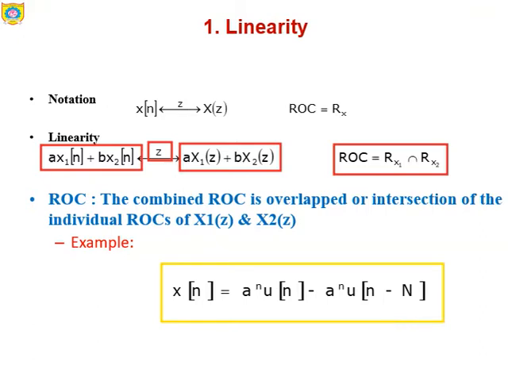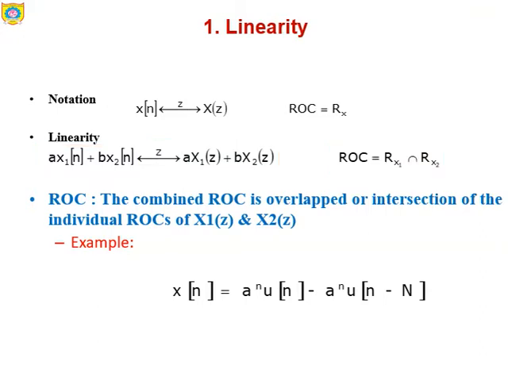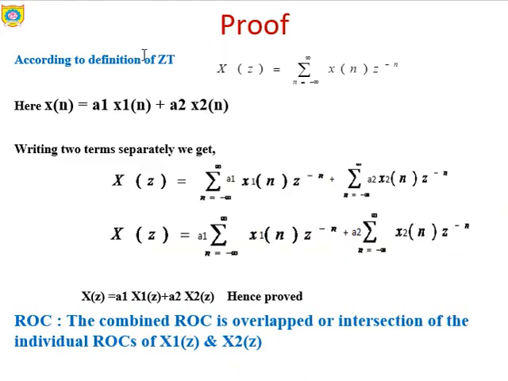Let's see the proof for the linearity property. For the proof of the linearity property, we will first discuss the Z transform definition. So this is where the definition of the Z transform is figured out. X of z is equal to summation n equal to minus infinity to plus infinity x of n z raised to minus n.